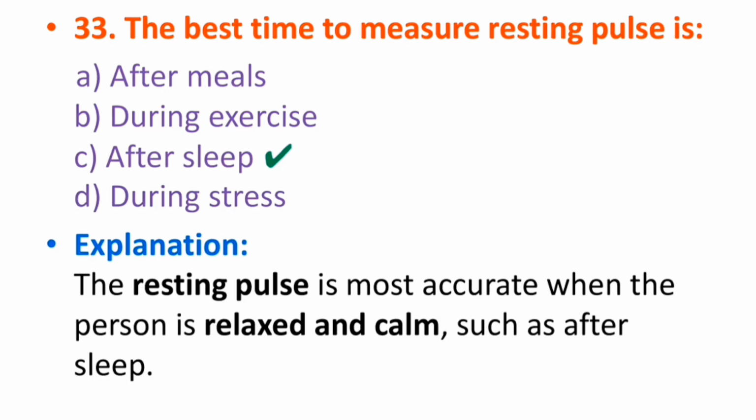The best time to measure resting pulse is option A after meals, option B during exercise, option C after sleep, option D during stress. The correct answer is option C after sleep. The resting pulse is most accurate when the person is relaxed and calm, such as after sleep.